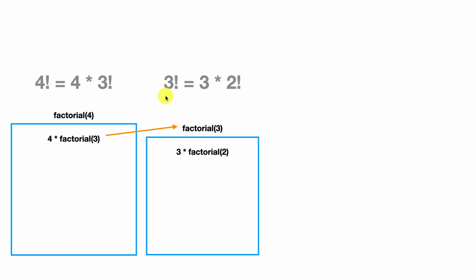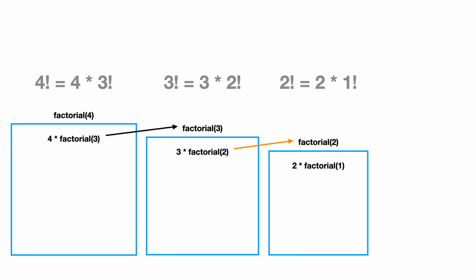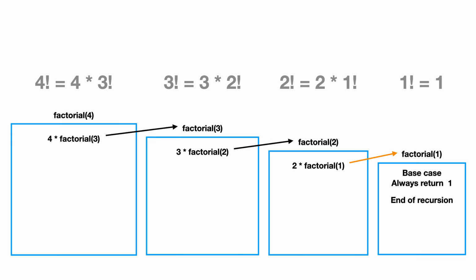Well, 3 factorial is just 3 times 2 factorial. So the recursive case, we say 3 times factorial of 2. And once again, we're just calling it with smaller values, so we need to calculate that. Then 2 factorial is just 2 times 1 factorial, so we're calling it with the smaller value again. And finally, we reach our base case. We know 1 factorial is just 1.